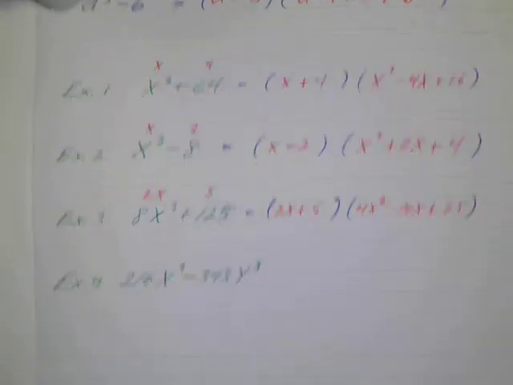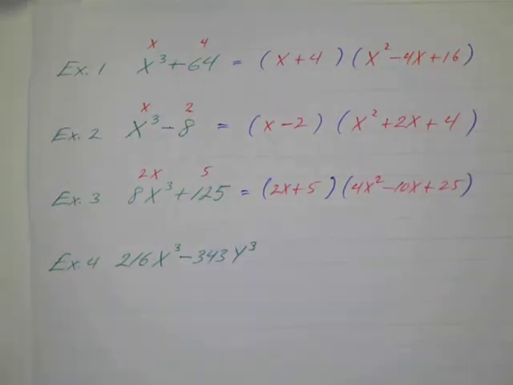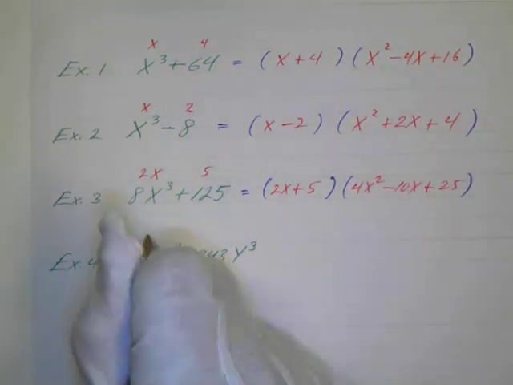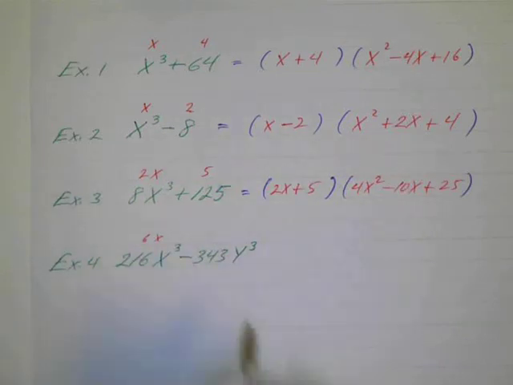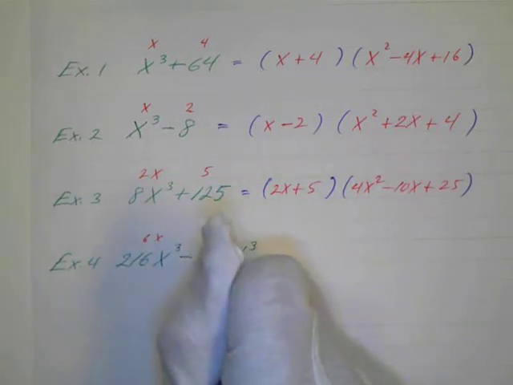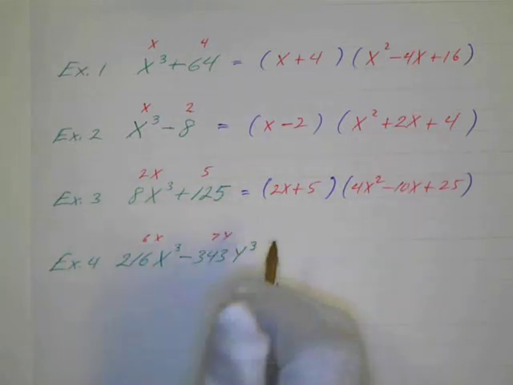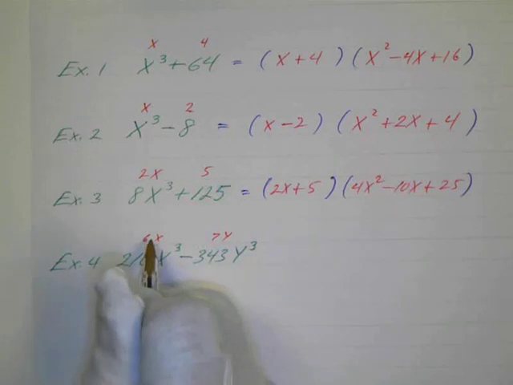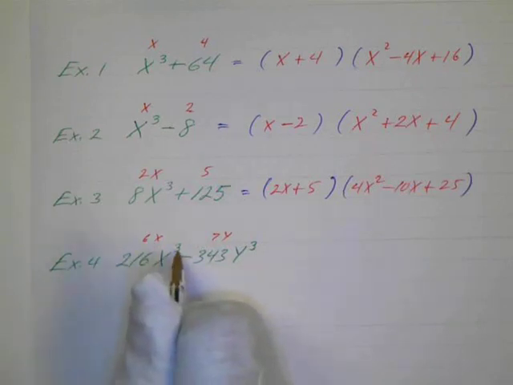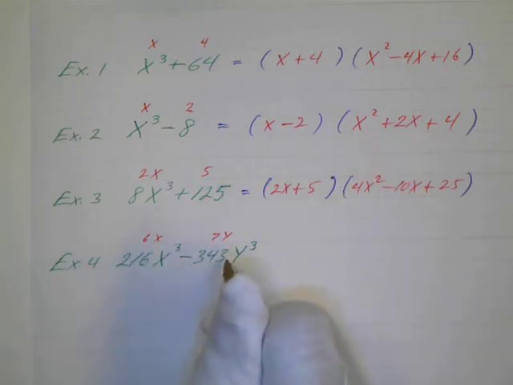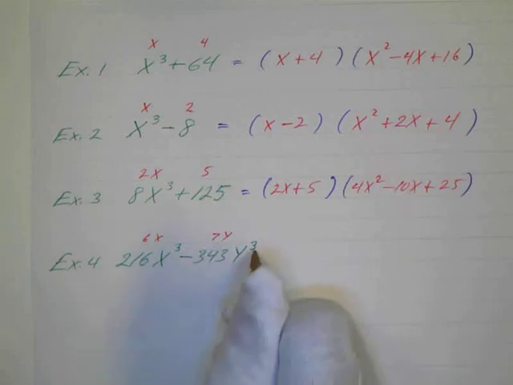Okay. And example 4. The square root of 216 is 6, so that's 6x. And the square root of 343 is 7, so that's 7. Not the square root, excuse me. The cube root of 216 is 6x. The cube root of x cubed is x. The cube root of 343 is 7. And the cube root of y cubed is y. Pardon me.